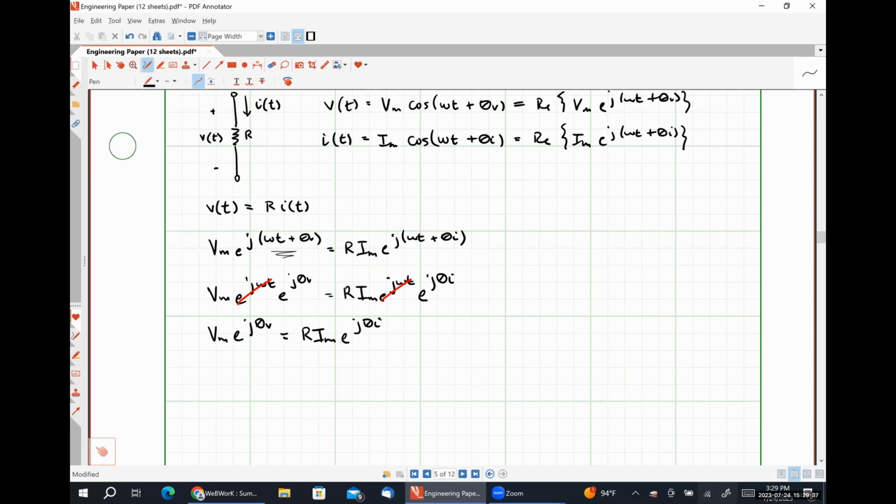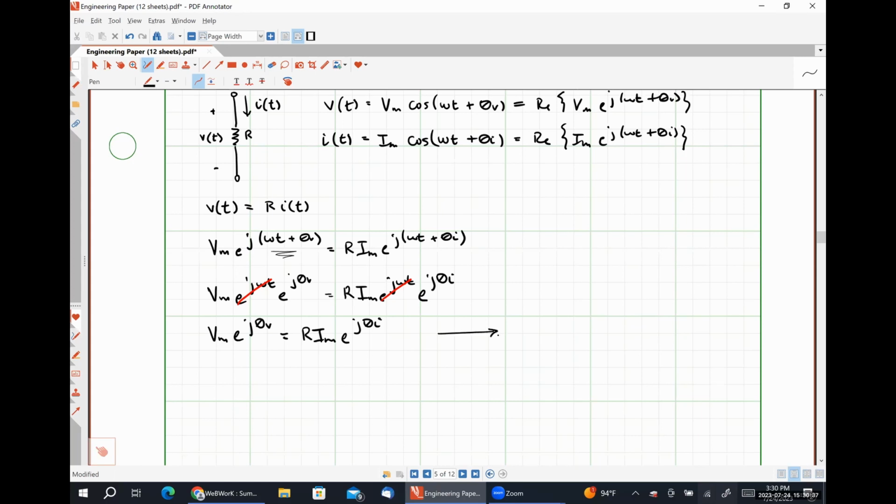So before we move along from here, I want us to make a couple of observations. And these aren't particularly difficult to understand. Okay? On the left-hand side of the equal sign, I have an exponential form complex number. I have a distinct magnitude Vm and a distinct phase angle theta v. On the right-hand side of my equal sign, I also have an exponential form complex number, a magnitude of R times Im and a phase angle of theta I. So if an exponential form complex number is equal to an exponential form complex number, it should be easy to see that the magnitude on the left-hand side must equal the magnitude on the right-hand side, and the phase angle on the left-hand side must equal the phase angle on the right-hand side.